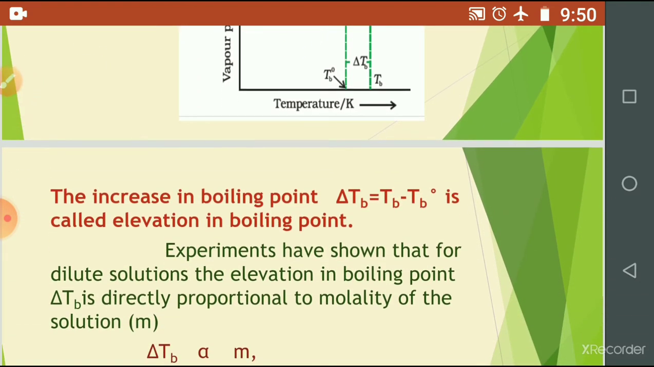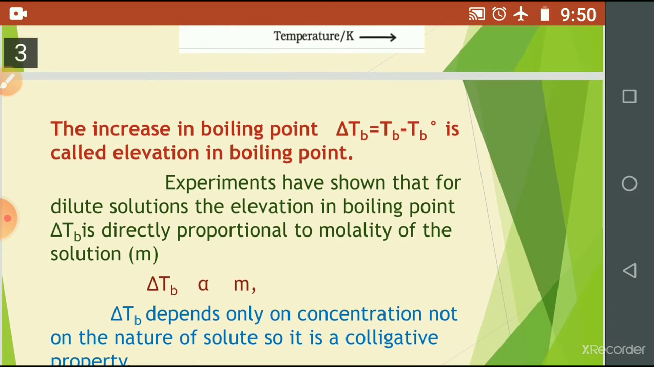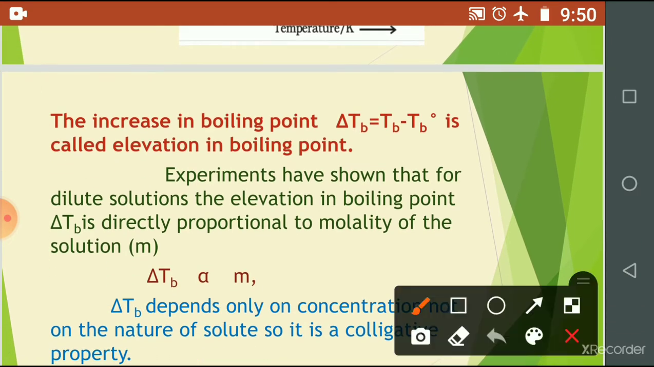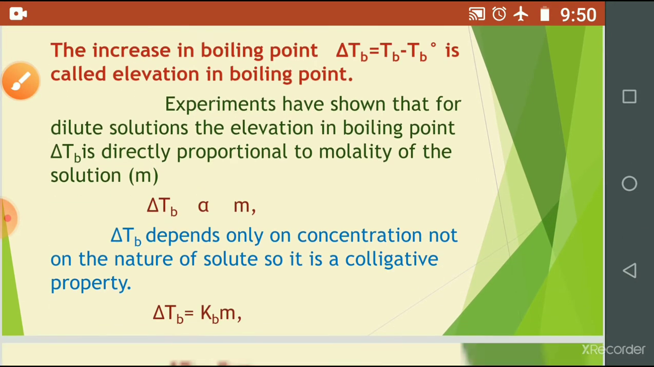The increase in the boiling point, delta TB, is equal to TB minus T0B, called the elevation in boiling point. Different scientists have taken the given solvent, say 1 liter. In that they have added, say, 1 gram of different solutes, or they have taken different amounts of the solvent and added different amounts of solutes.